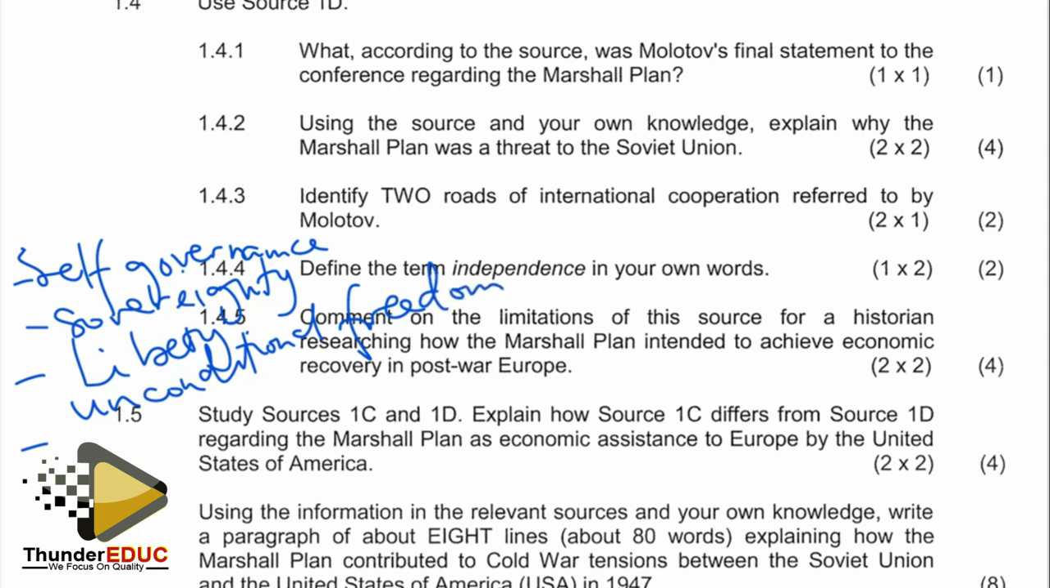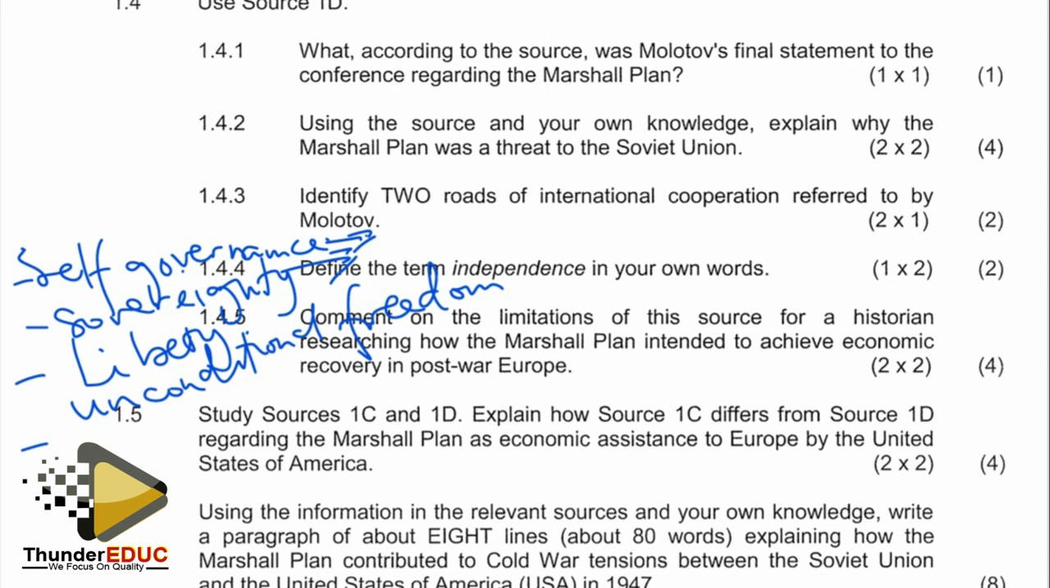Right, if you have self-governance, it means you are doing your own things. You have the ability to govern yourself and to govern the affairs of your own country without external control. It's a state of independence. You are independent, you don't rely on the next person. You manage your own affairs in your own country. You manage your politics and your economy on your own without relying on the next person.